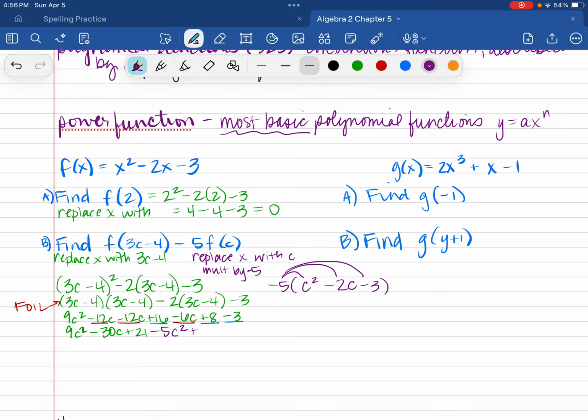When we distribute, negative 5 times negative 2 would be positive 10c, and negative 5 times negative 3 is positive 15. Okay, now I can combine more like terms. Starting with our highest power, the c squared, so I have 9c squared and a negative 5c squared would be 4c squared. Negative 30c plus 10c would be negative 20c. And 21 plus 15 is 36. So this bad boy is our final answer to part B.